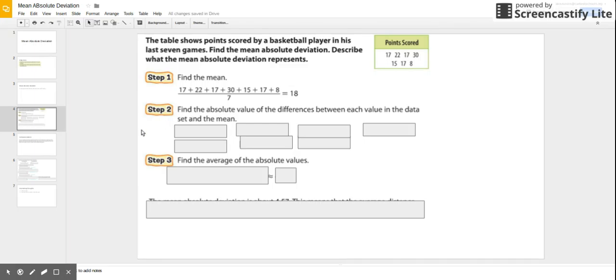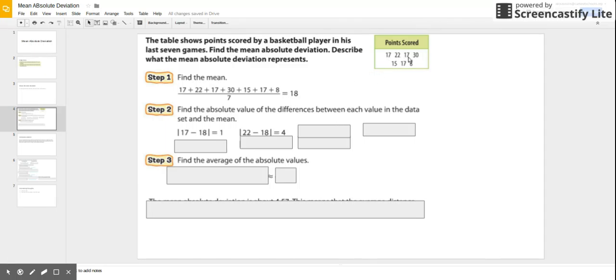Step 2, you want to find the absolute value of the differences between each value in the set and the mean. So your mean is 18. In other words, how far away on a number line is 17 from 18? 1 space. How far away is 22 from 18 on a number line? That's the way that you need to look at it. That's why the absolute value bars are up here. You just need to think how many spaces away on a number line is this number from your mean.